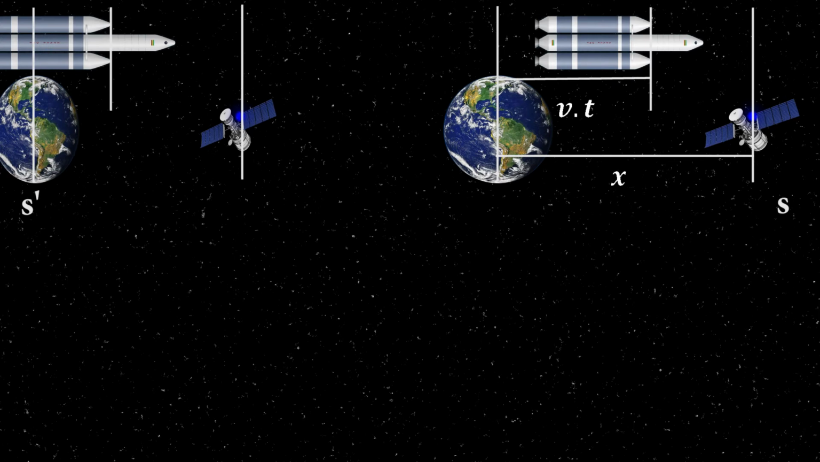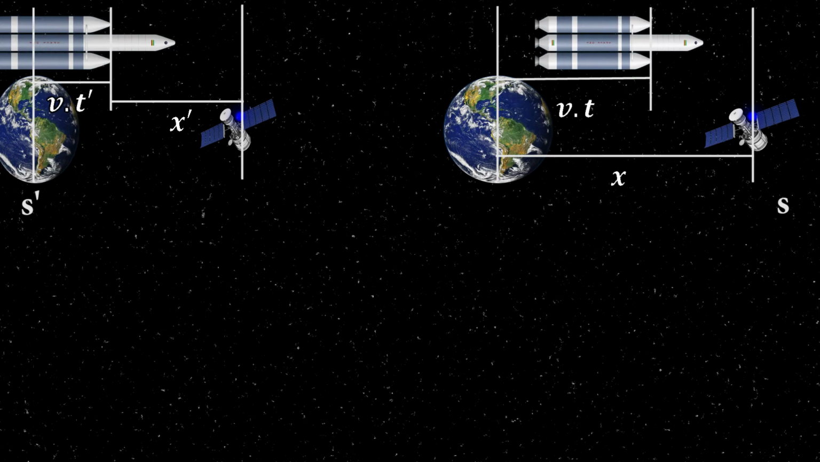Moving over to the left, we have the distance to the second event according to the spaceship. We will call this x prime. And finally, there's the distance between the spaceship's reference point and the Earth. From this perspective, that distance equals v multiplied by t prime. We now need to find a relationship between the x and x prime.